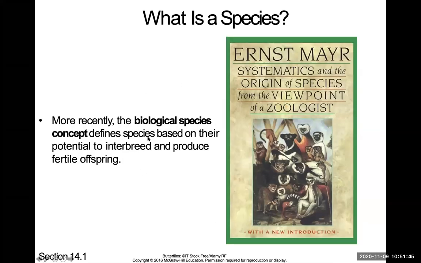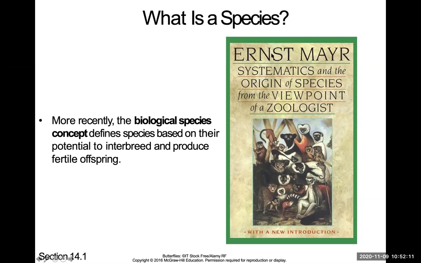Okay, now we have the biological species concept. You guys need to write this in bold. This is very, very important. And this is not the only way we define species. I just said that they're also defined as morphological, the way they look. The biological species concept defines species based on their potential to interbreed and produce fertile offspring.